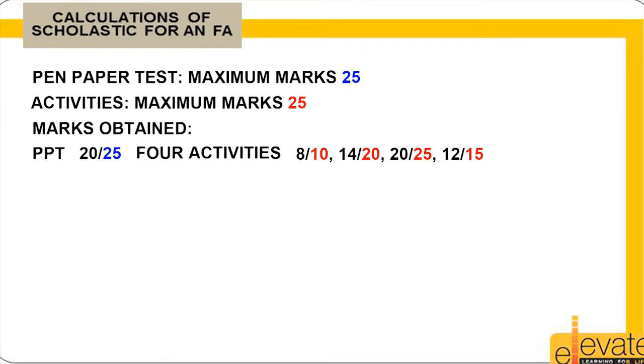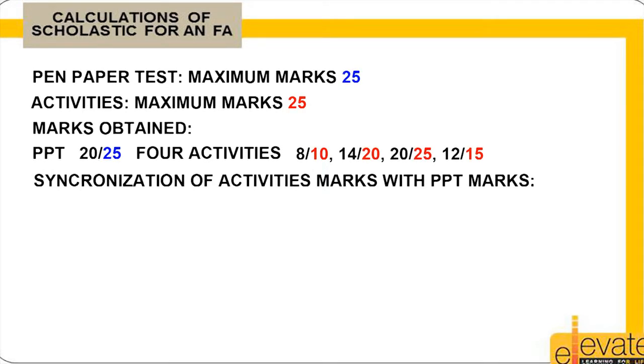So he gets 14 marks out of 20. Then in another activity he gets 20 marks out of 25 and 12 out of 15. So the science teacher has done 4 activities in total, but we have seen that these activities are of various denominators. One activity was of 10 marks, other was of 20 marks, third one was of 25 marks and the fourth one was of 15 marks. So total marks is 70. Out of 70 marks in activities, Atul Gupta has scored 54 marks.